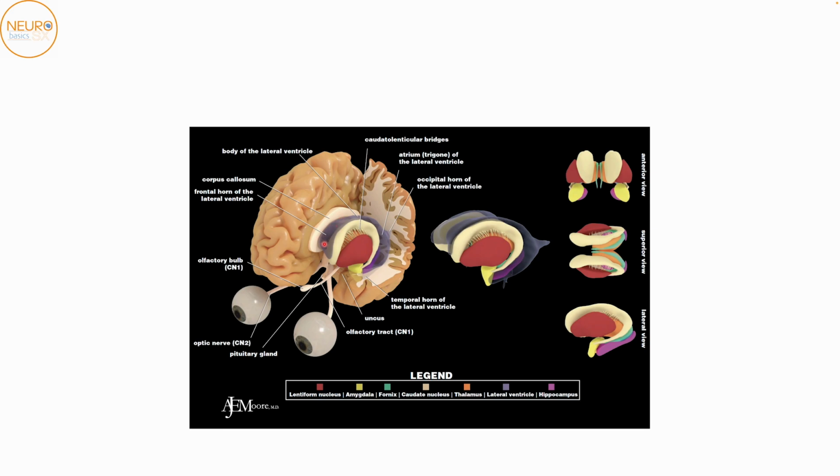The corpus callosum covers the body as well as the atrium of the lateral ventricle. The corpus callosum has a genu over here anteriorly, then it has a body, and then it has a splenium posteriorly. The genu will bend down and form a rostrum anteriorly in front of the lateral ventricle frontal horns.